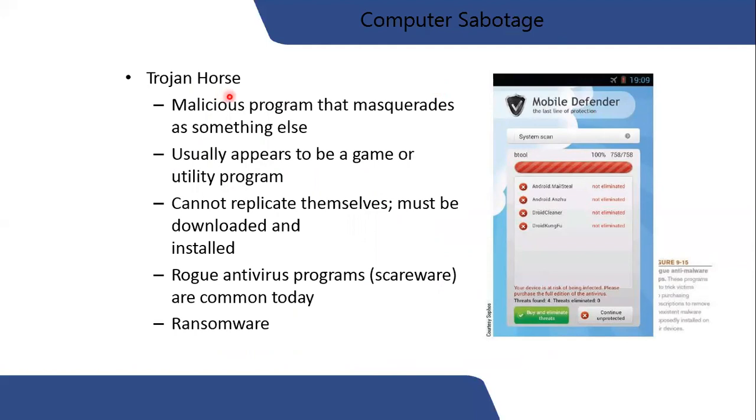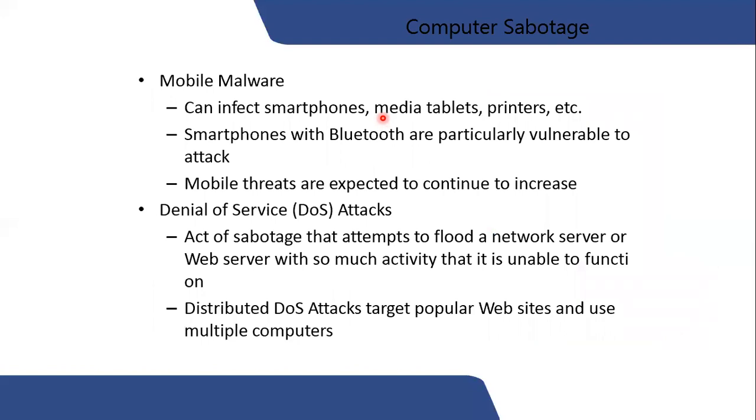Trojan horse, a malicious program that masquerades as something else, usually appears to be a game or utility program, cannot replicate itself, and must be downloaded and installed. Rogue antivirus programs, scareware, and ransomware are common today. So these are Trojans. Mobile malware can infect smartphones, media tablets, printers, etc. Smartphones with Bluetooth are particularly vulnerable to attack. Mobile threats are expected to continue to increase.